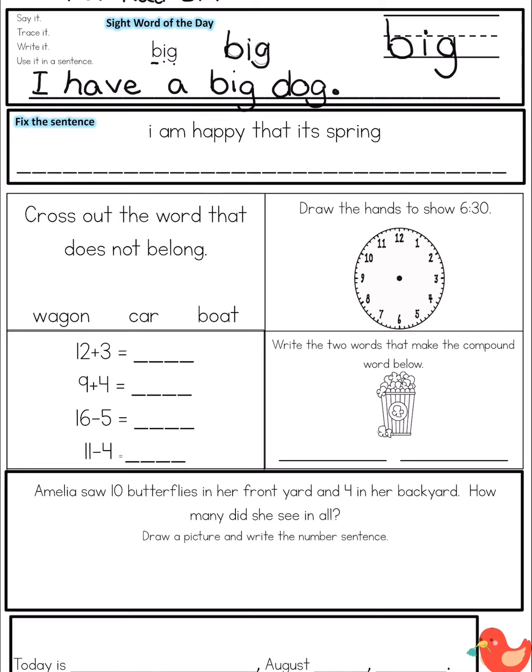Now we're going to go to the fix the sentence part, and I use special letters. You might remember them from first grade. I say C for capitals, P for punctuation, R for right order, S for spelling, and N for neatness. And this says, I am happy that it's spring.